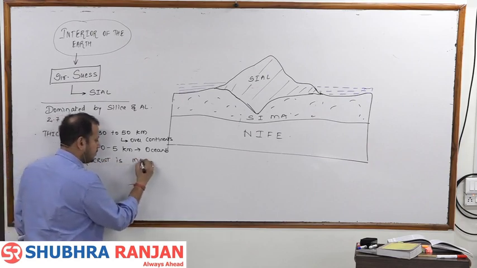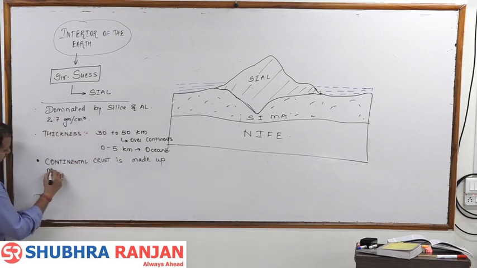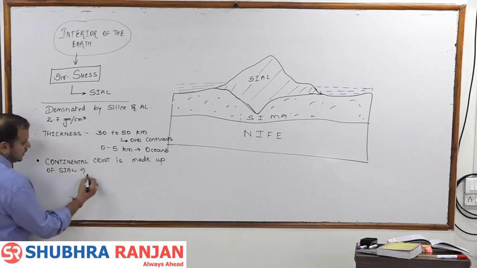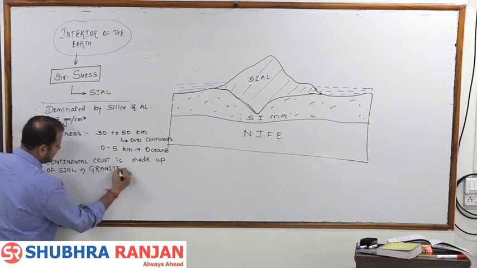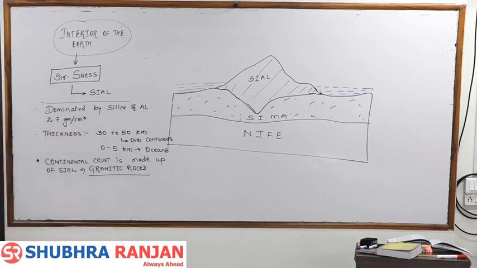Continental crust is made up of Cl, and it is dominated by granitic rocks. It is dominated by the granitic rocks.